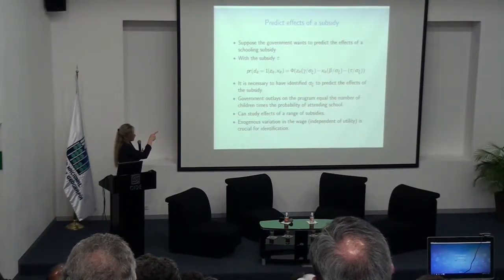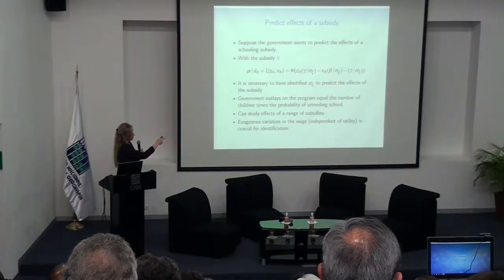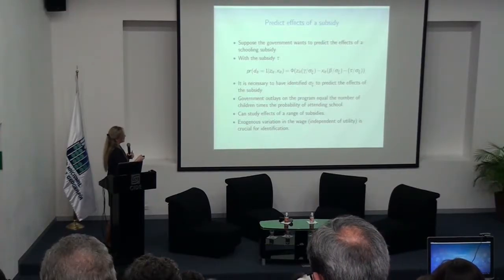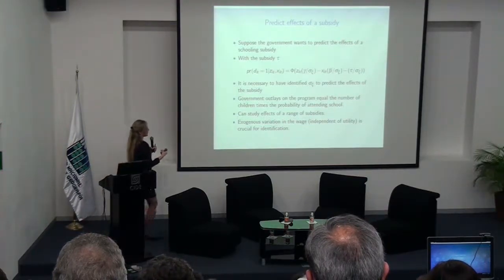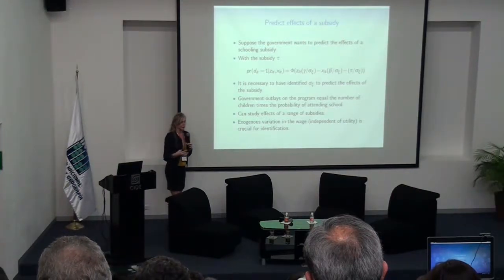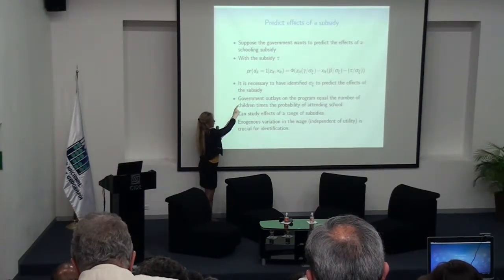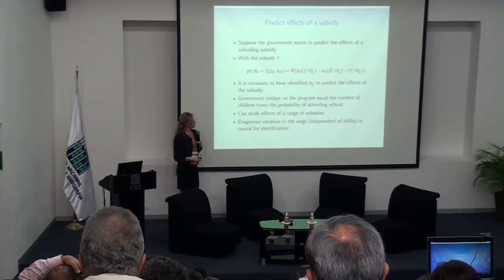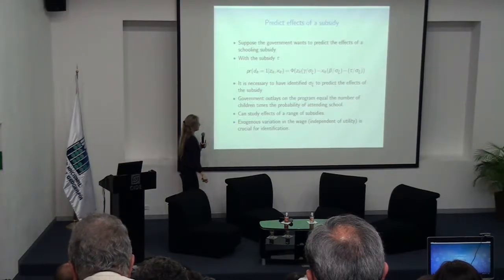I mean, in this model Y actually doesn't show up if Y is the same whether they send the child to school or not. You can actually have more elaborate models. Okay, so not only can we forecast what the effect of the subsidy would be, we can also predict the cost of the program. That's another very important question if you're designing a program, because you can figure out how many people will take it, and then you know what the subsidy is. So the government cost is just going to be the number of children times the probability that they go to school. And you can do it for all different child ages and for a range of subsidy models.